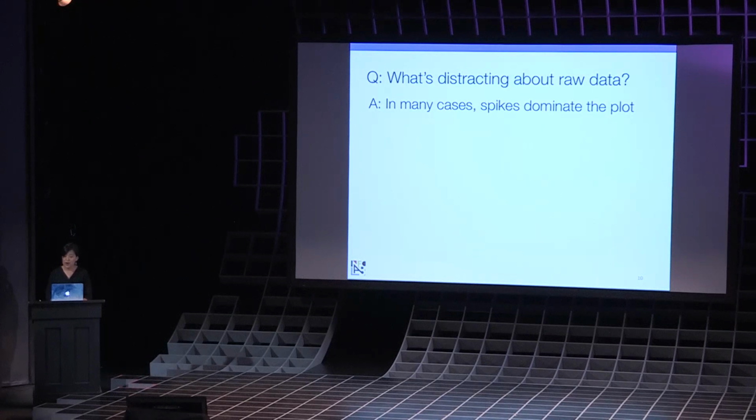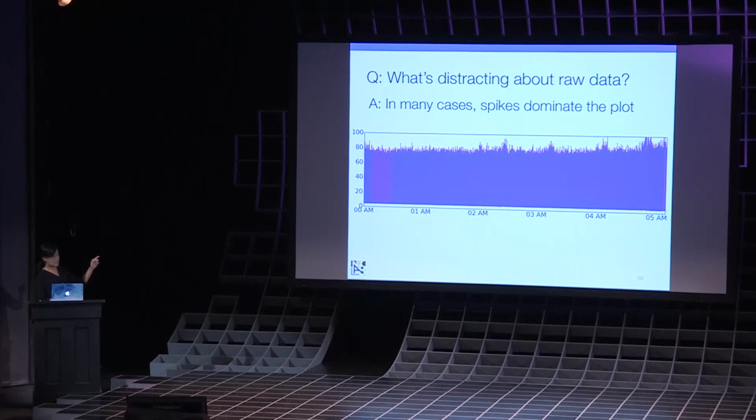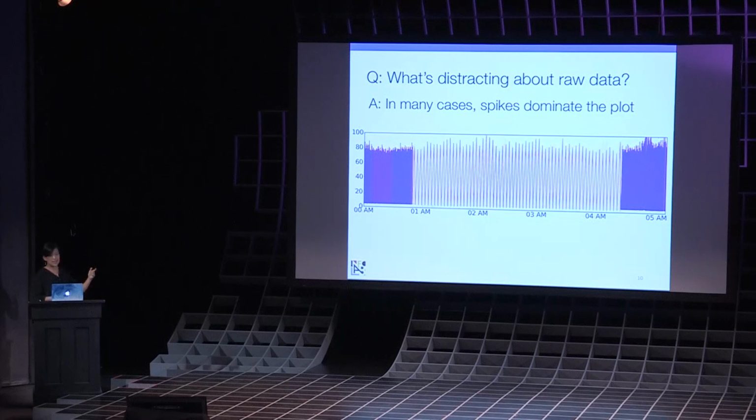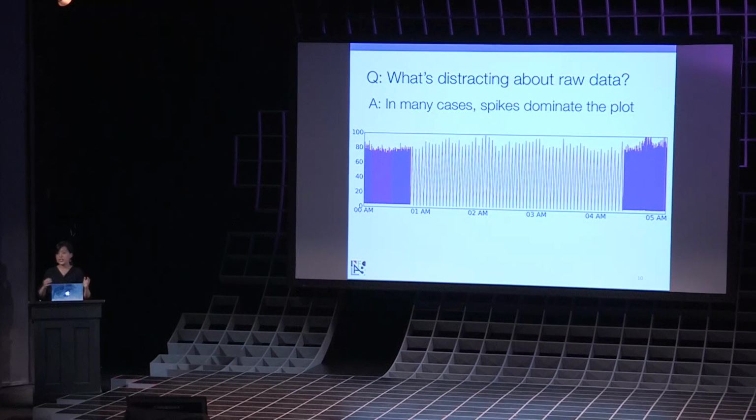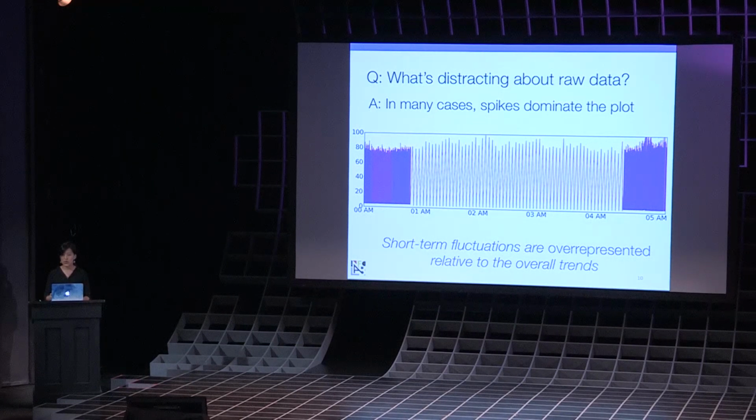To summarize so far why it's not always a good idea to plot the raw data, in many cases our attention is grabbed by the spikes that are present in time series visualization. If we zoom into this small area in the CPU usage graph and then expand it, we see that this is essentially a series of fluctuations compressed together. But they're really overrepresented in this final visualization relative to overall trends, which makes it much harder for users to tell what's going on in the system.